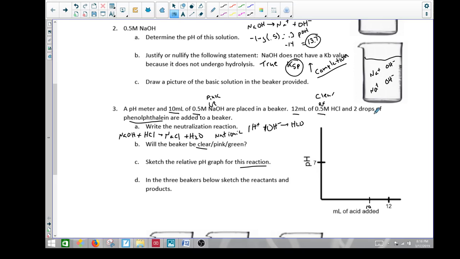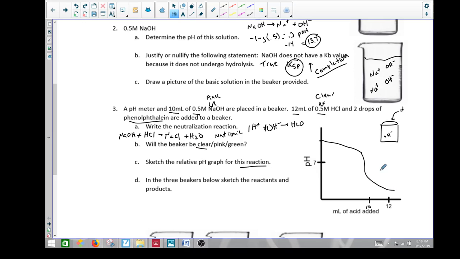When we have our beaker, say we have in this beaker our base, OH negative. I drew a small beaker, and we're dropping in the H pluses. We start out relatively basic, and then we start neutralizing. It dwindles like so, but right at 10 milliliters, we get a pretty good size drop.